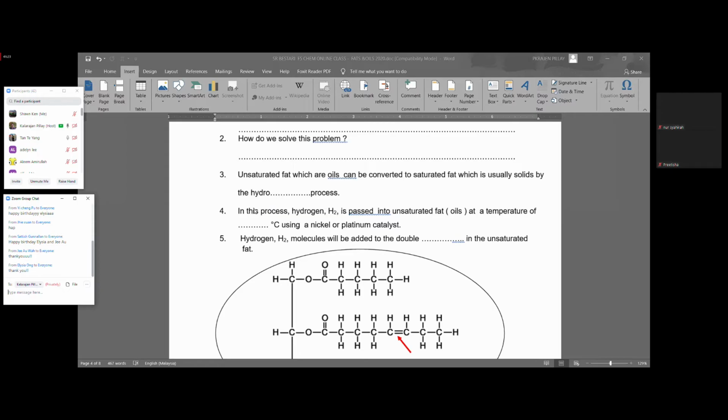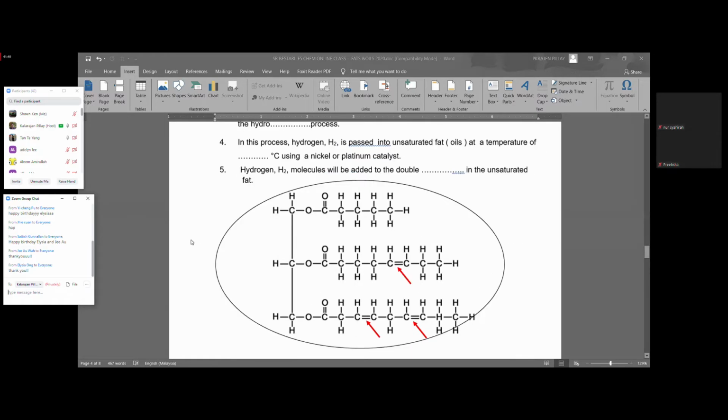All right, so you see here. Number 4, hydrogen is passed into unsaturated fat. Temperature, write it down, 180 degrees Celsius, using a nickel or platinum catalyst. What happens is, just now I told you unsaturated fat has a double bond between carbons. So look at number 5. Hydrogen molecules will be added to the double bond.